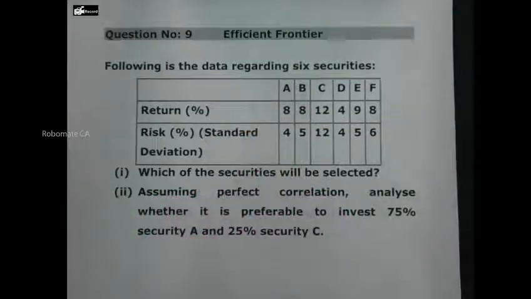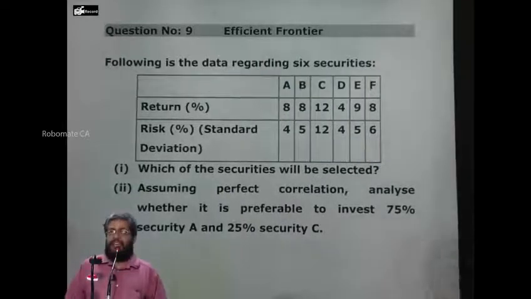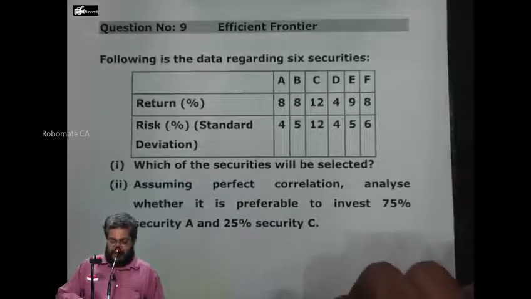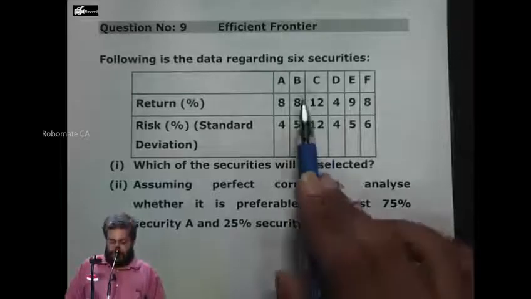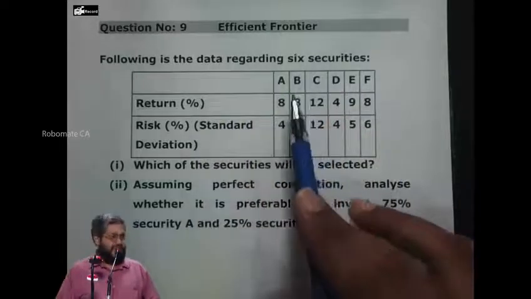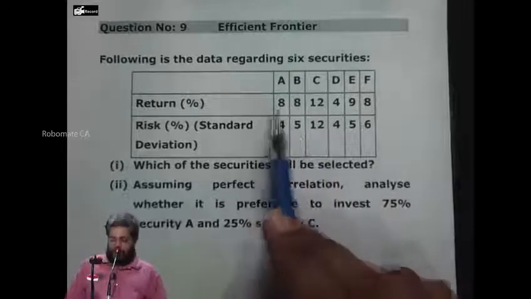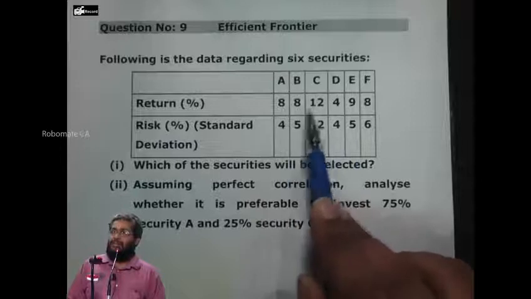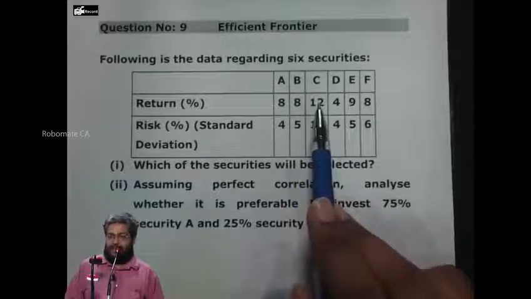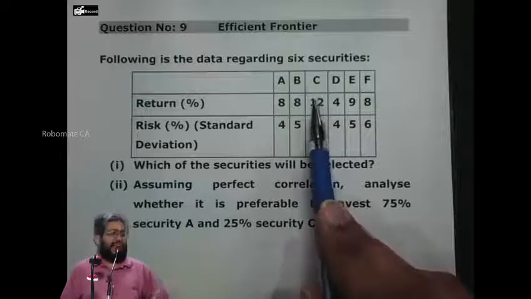Following data regarding 6 securities: A, B, C, D, E and F. A gives a return of 8% for a risk of 4%. B gives a return of 8% for a risk of 5%. Like that, they have given for all the 6 securities the return as well as what? Risk. Now, I have a doubt. How would they have calculated this particular return? Expected return or mean return. What is the standard deviation? Sigma A, sigma B, sigma C, etc. Now, this is only 6 securities. They don't have the portfolio. Just answer the question as they ask.